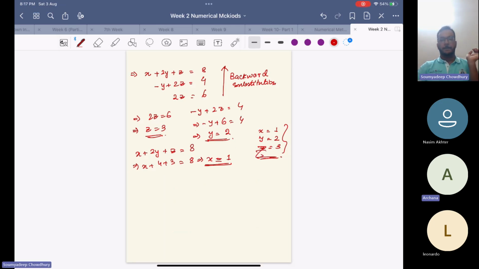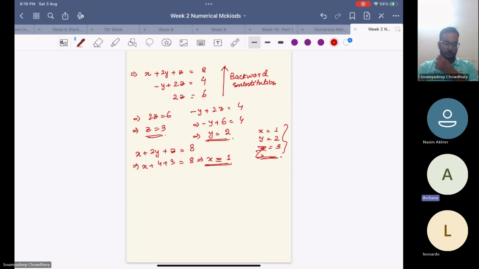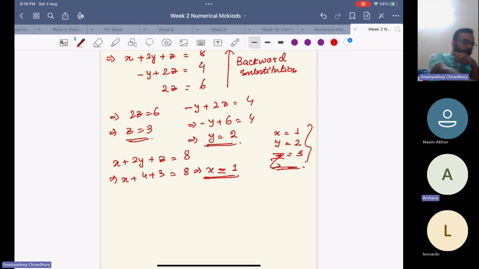Is it clear? Yeah, it's clear. Yes, sir. Okay, so this is the process of Gauss elimination and back substitution. Now we will move to the next topic, which is LU decomposition.